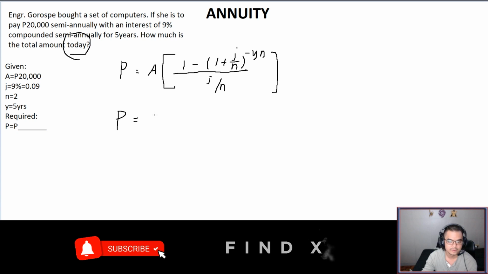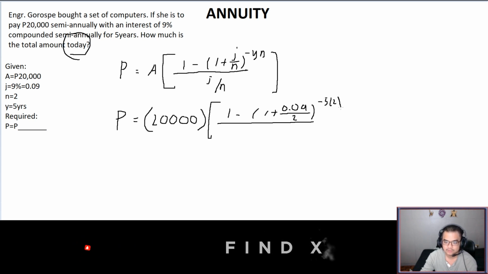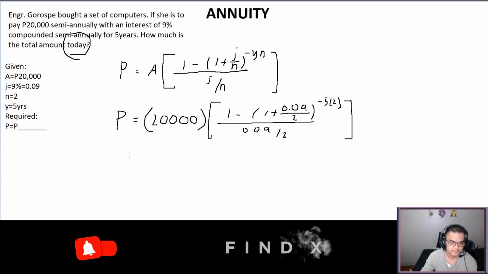Here A will be 20,000 times 1 minus 1 plus j, where j is 0.09, all over n, where n is 2, raised to negative 5 years times semi-annual, all over 0.09. So you will input that in your calculator.